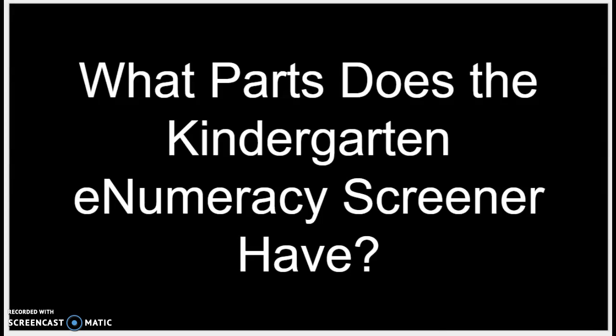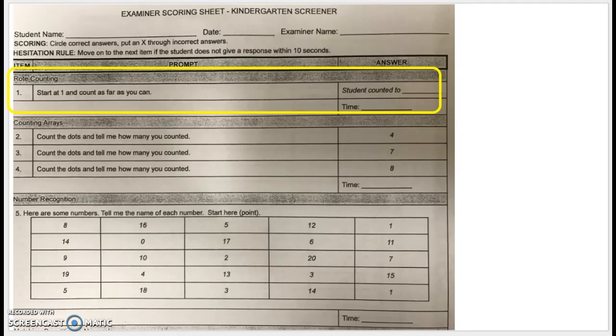Welcome to the video that answers the question, what parts does the kindergarten eNumeracy screener have? The examiner score sheet is divided up into sections. Here you see part of the examiner score sheet with one section highlighted with yellow surround. This section is called rote counting.